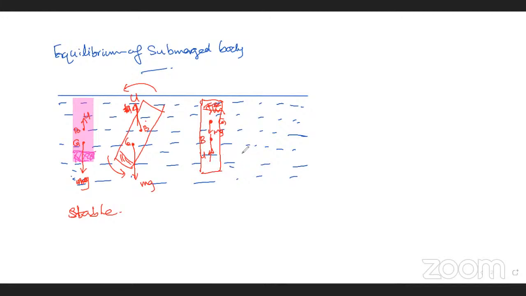And here also, if you tilt this body a little bit, due to the moment acting on it, it will never come back to this shape. Now this weight gives a moment to this side, and the upthrust gives a moment to the other side. Then the moment throws it further away. So it's called unstable.